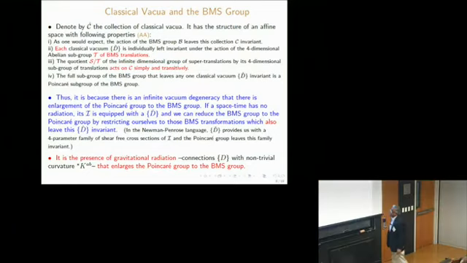If a space-time has no radiation, then Scri is equipped with the equivalence class D naught of a vacuum. Therefore, I can add this D naught to the structure that should be preserved by the symmetries. If I do that, then the BMS group reduces to the Poincare group. So if there is no radiation, I get the Poincare group.